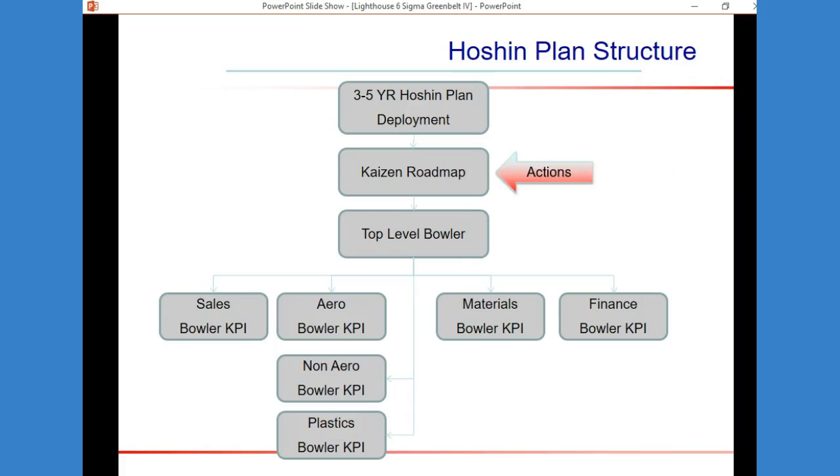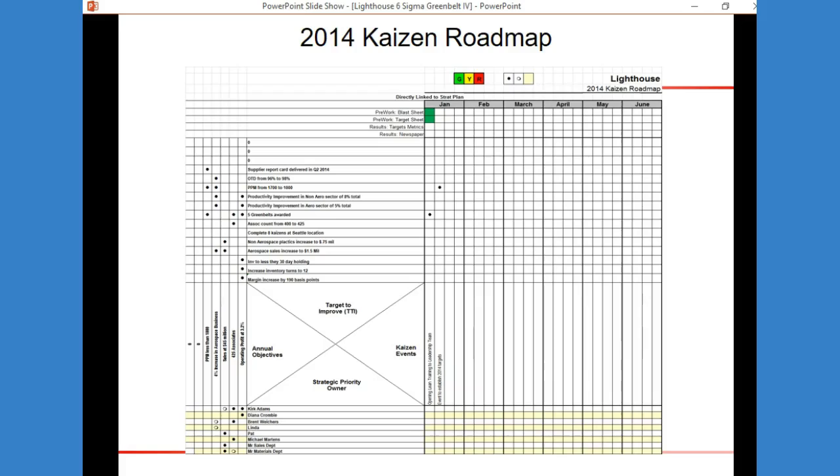So the next tab in the Hoshin Plan is the Kaizen Roadmap. So Kaizen Roadmap looks real similar to that master Hoshin Plan. What it's doing is just taking your annual objectives, because I don't need to plan Kaizen 3 to 5 years from now. That doesn't make a lot of sense. So my Kaizen Roadmap is, here's my annual objectives. Again, that's copied from the previous tab, so I'm not entering anything here. Here's my target to improve.